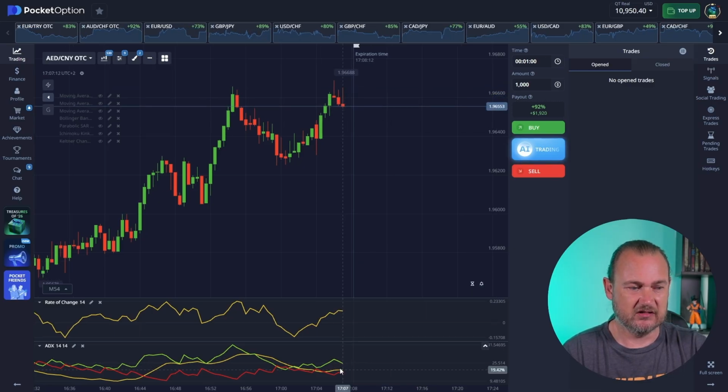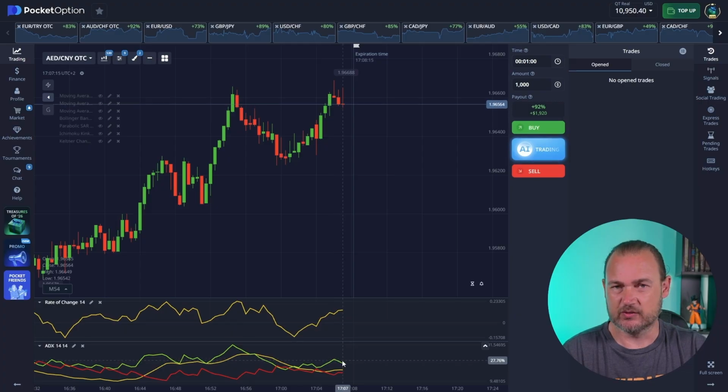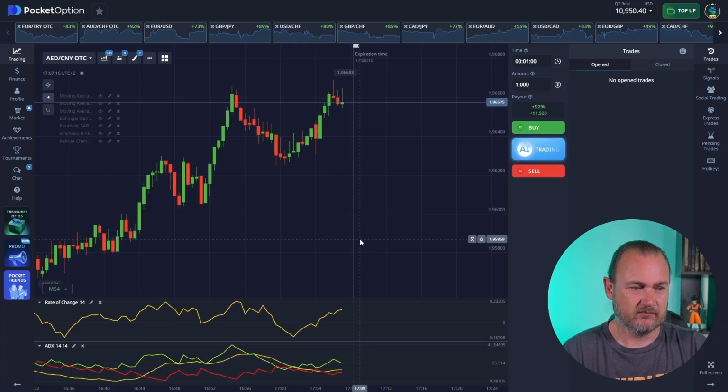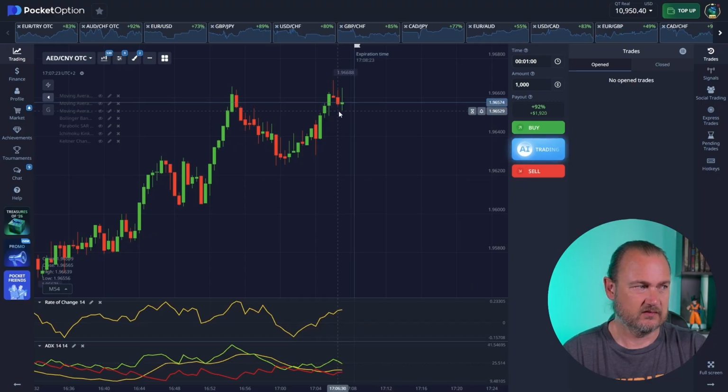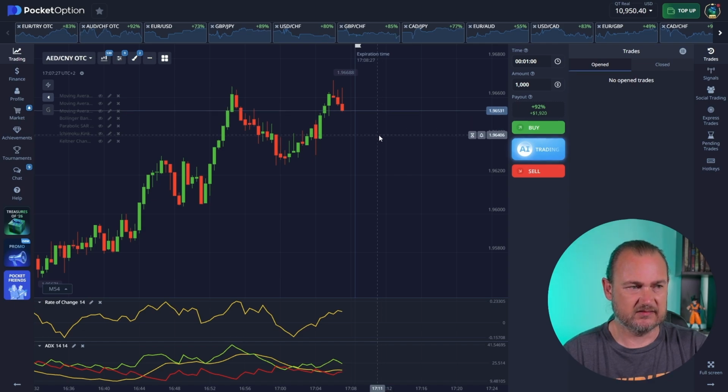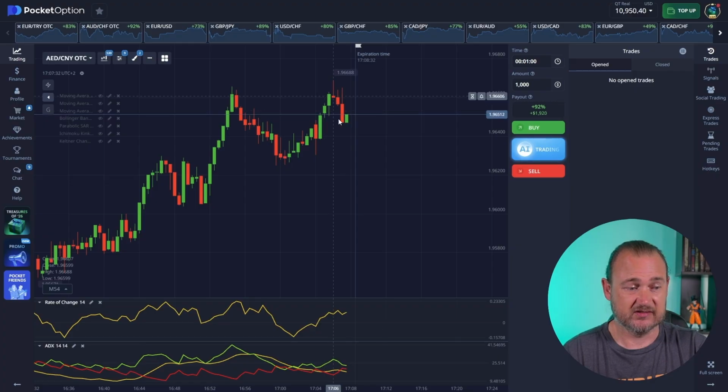And if it goes red, this DI plus won't turn upwards. So let's see what happens. Until the candle is closed, we cannot say what's going to happen. Okay, so there we go.